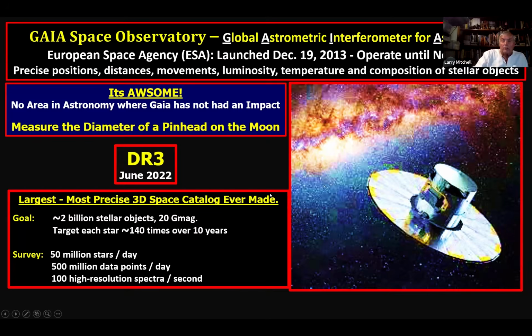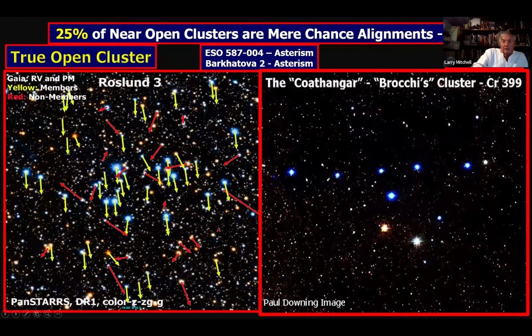Currently, it has accessed about 2 billion stellar objects. It targets each star 140 times over a period of 10 years, from 2013 until 2024, and they're projected to run out at the end of this year. But the sensors are stronger and lasting more efficiently than they thought, so they might be able to extend it past the end of this year, hopefully. It accesses 50 million stars a day, and it's simply incredible. I'll show you a lot of data generated from Gaia. And here is some of it.